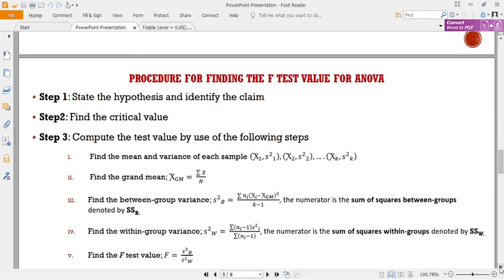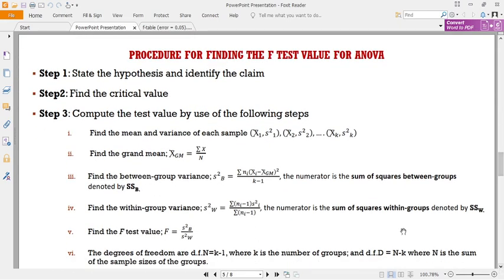The procedure for finding the F-test value for analysis of variance: we start by stating the hypotheses and identifying the claim. We find the critical value in the F table, then compute the test value and compare it to the critical value. These are the procedures for finding the test value. To get the test value, we find the mean and variance of each sample.